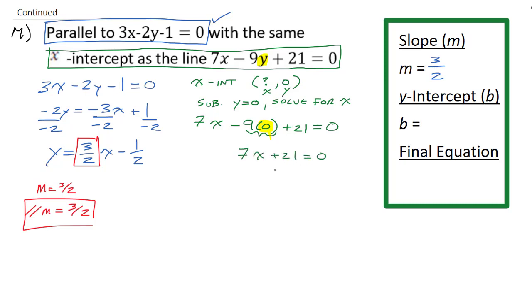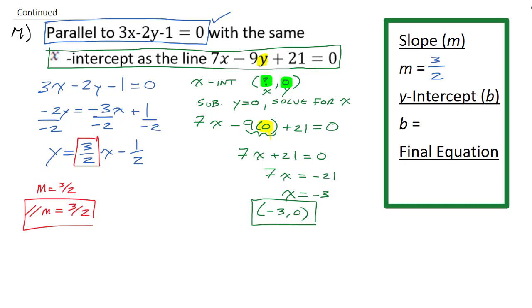All right, so what are we going to do? Subtract 21. 7x equals negative 21. And then divide both sides by 7, and you get x equals negative 3. Now, what is the point? Think back to the start here. What did we just say? When y is 0, what's x? We just found out. The answer is x is negative 3. So it's negative 3, 0.